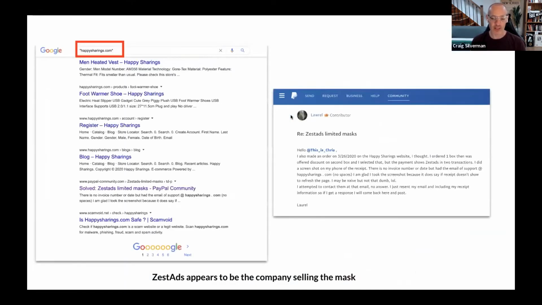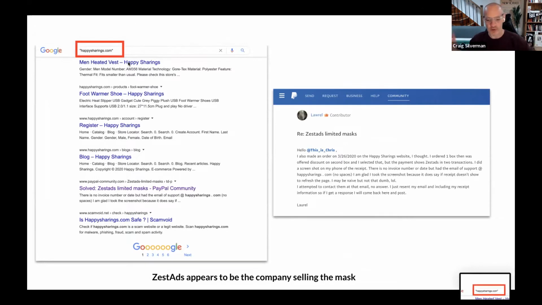And here is one of the tips that people will remember from yesterday. If you are interested in a website, of course, you visit it and you look at it. And in this case, it was a website selling masks, so I could see that. But I was also interested in what other people were saying about happysharings.com online. And so you can see there on the left, and I'll highlight it now, I just put the website name in quotes, happysharings.com in quotes.